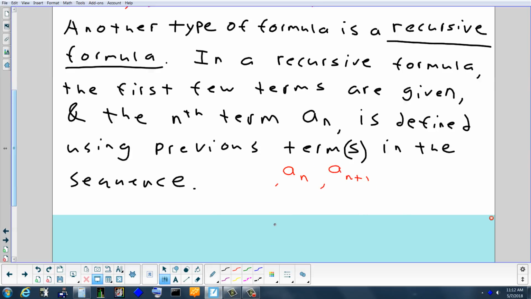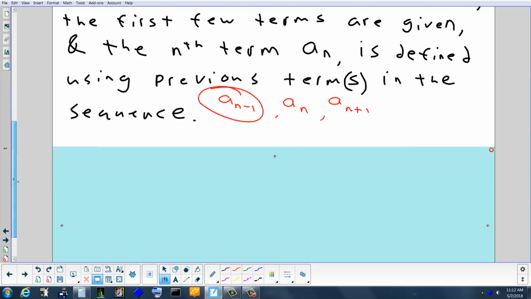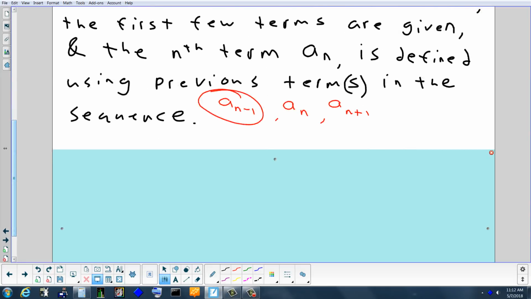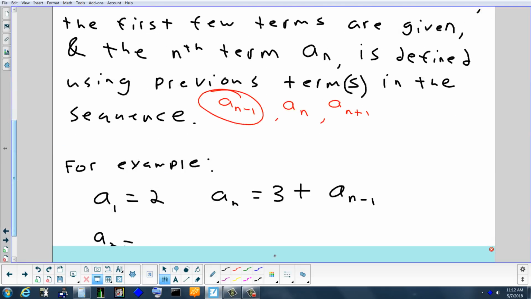A sub n minus 1. So if you're at the 5th term, the one before it would be the 5 minus 1 term, or the 4th term. That is how you write the term before. A sub n minus 1 just means back up one term. How about if you wanted to back up 2 terms? How would you write that? A sub n minus 2 would mean 2 before where I am right now.